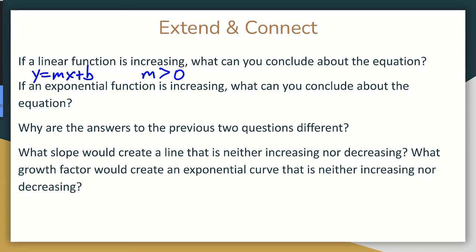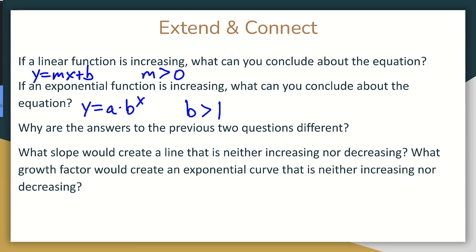If an exponential function is increasing, what can we conclude about the equation? Well, y equals a times b to the x is the general form. If it's increasing, does anyone know what we conclude about the equation? B must be greater than 1. B has to be greater than 1 if it's increasing.